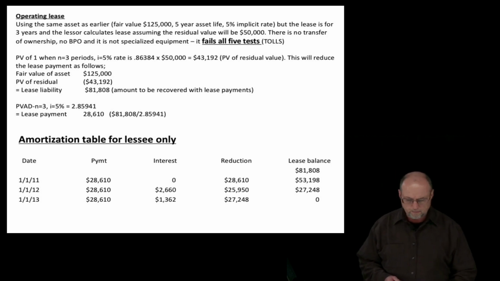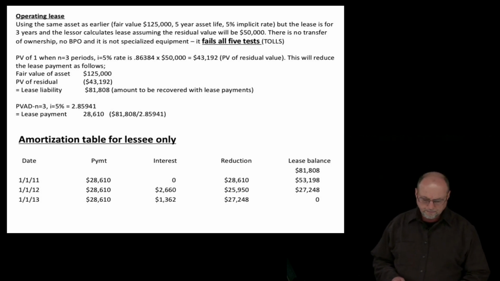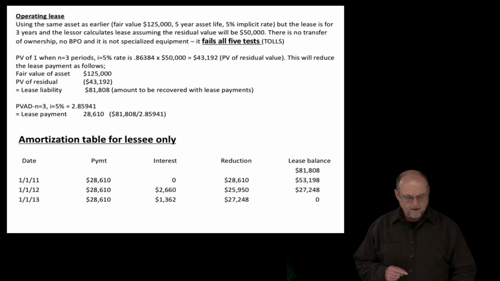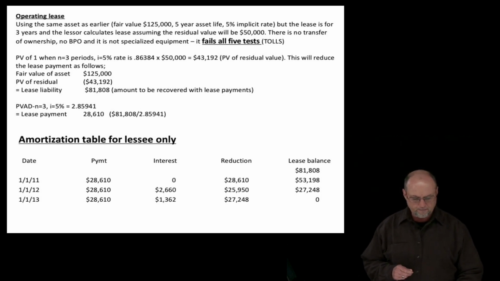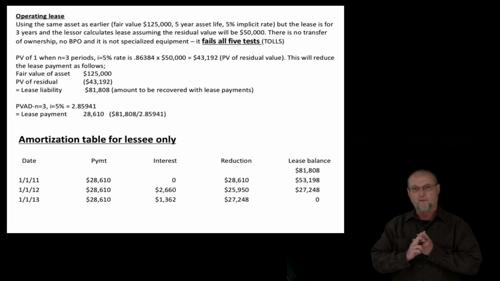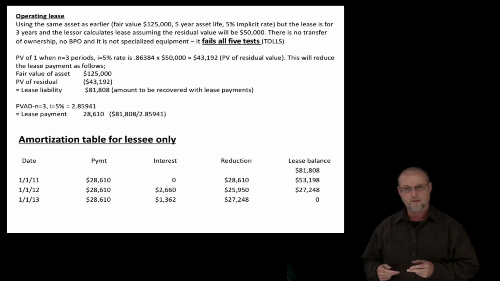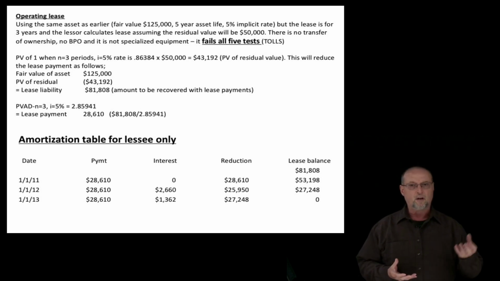All right, so looking at the data here, we see the present value of lease payments based on 3 years and a 5% interest rate, for the residual value, that's going to be 0.86384. Okay, we go to the present value of 1 for the residual value, since it's a one-time calculation. What is the present value of the residual?